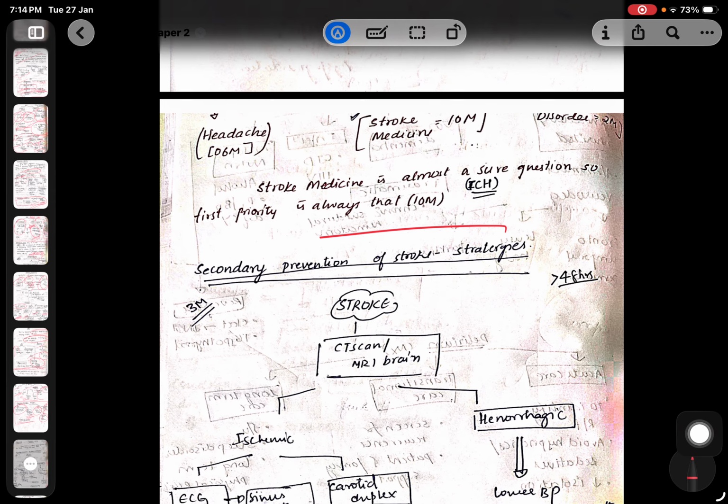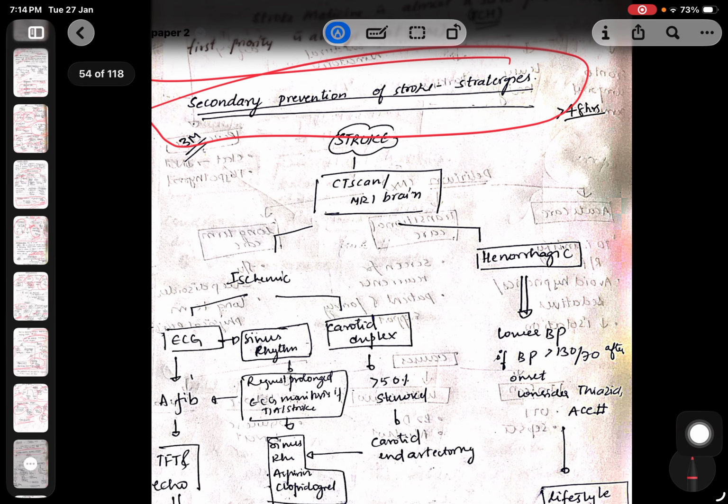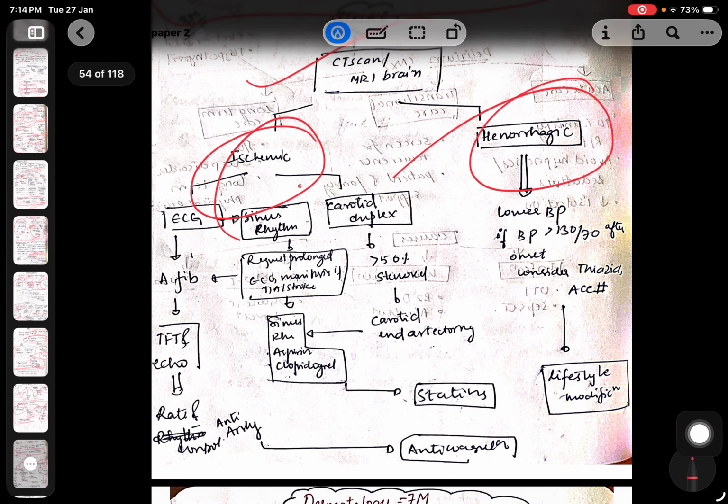Okay, this is the secondary prevention of stroke, which is given in Davidson. This is just a 3 marker. First, you do a CT to identify it as hemorrhagic or ischemic. Then you lower the BP based on that.